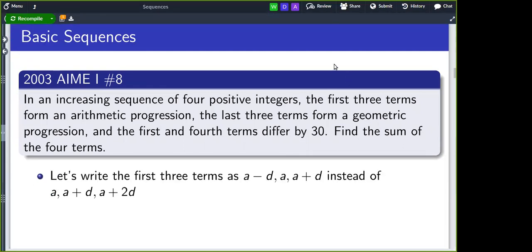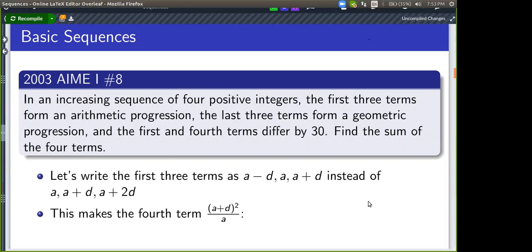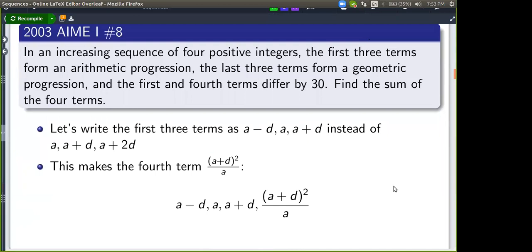The reason we do this is because the second three terms form a geometric sequence. And so if we use this choice of variables, the fourth term looks a little bit cleaner than it would if we set the first term to be a. And now the four terms of our sequence are as follows: a minus d, a plus d, and a plus d squared over a. Does everyone see where we got these expressions from?